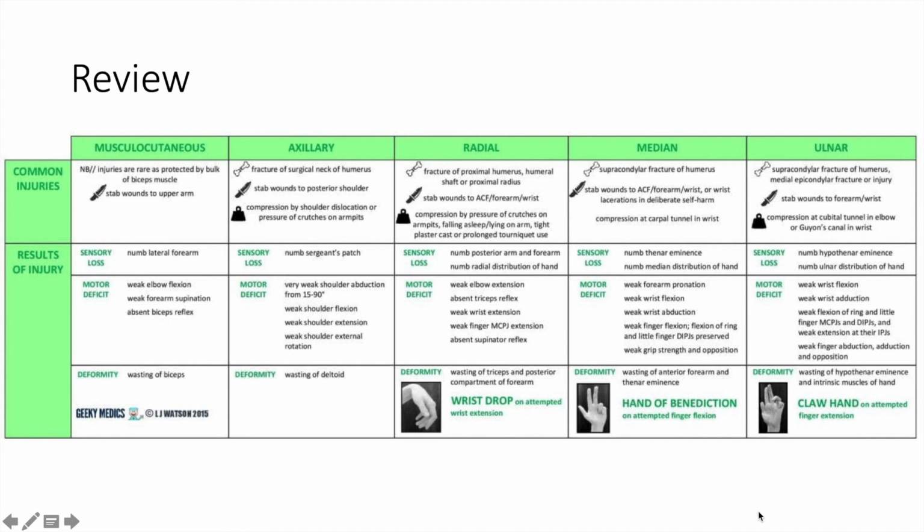Here I thought was a really nice review slide showing wrist drop, hand up benediction, and claw hand, and knowing what the motor deficits would be. So I just thought that that would be a really nice summary of all of the branches of the nerves.